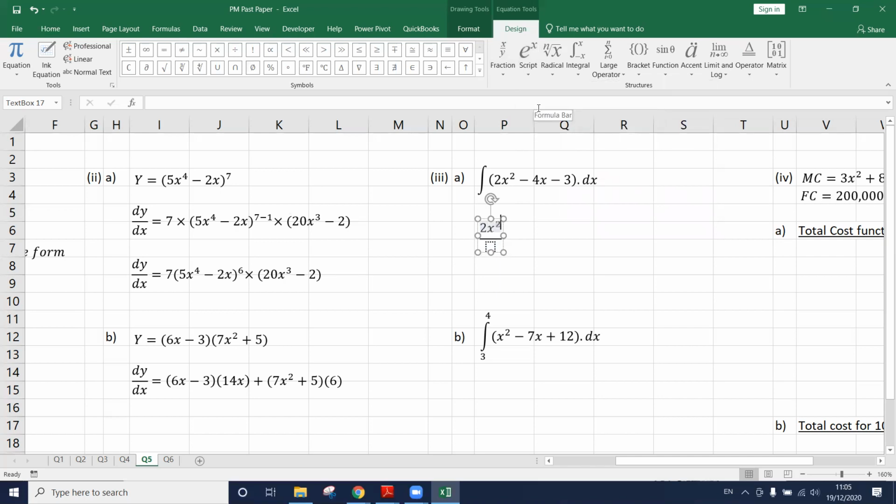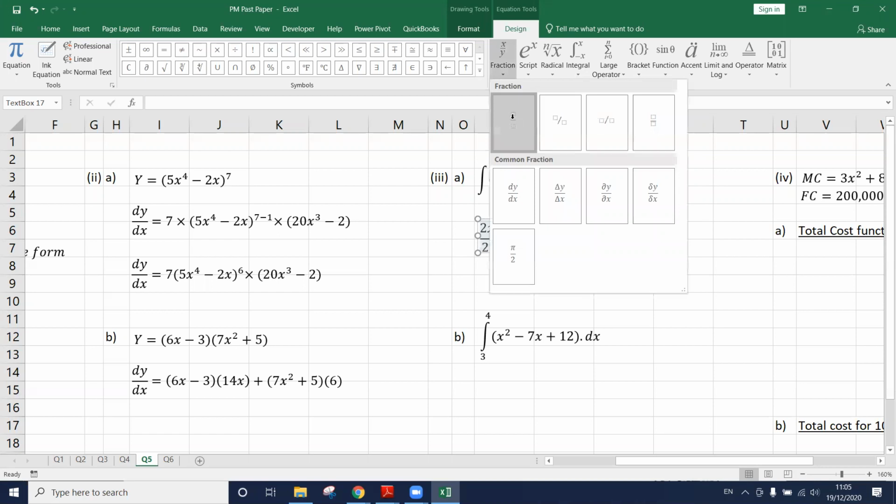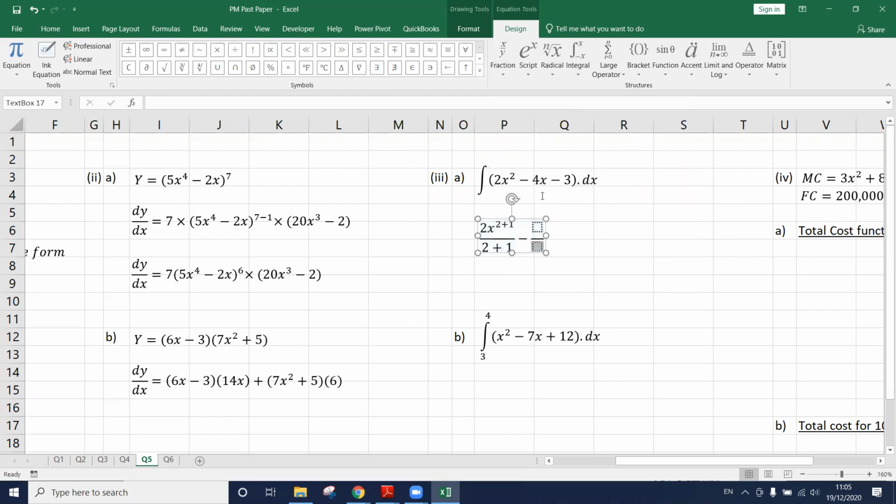Two x squared. So we need to add 1 to our power value. From that means what? Power value plus 1 valing we need to divide. Right? Like that way, term by term we need to consider. The next term, minus 4x.